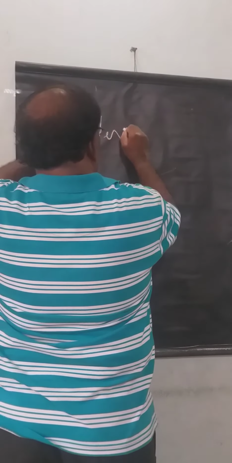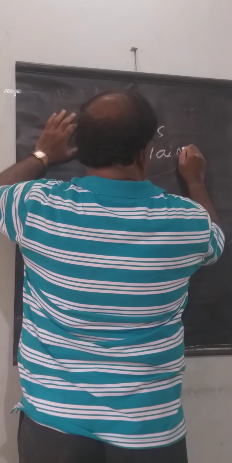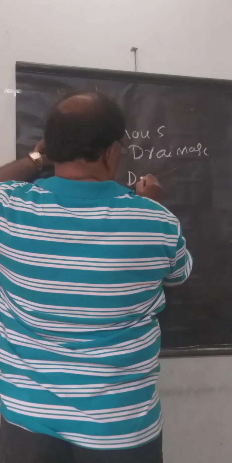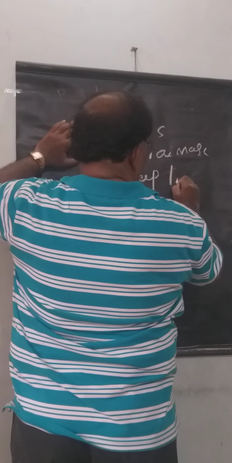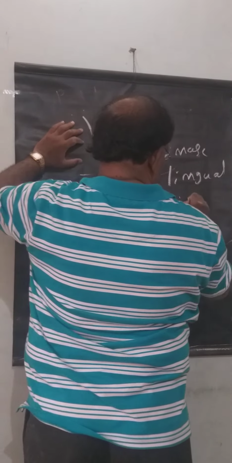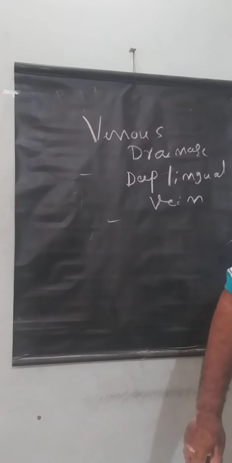Now come to the venous drainage. Venous drainage is quite variable. The chief is the deep lingual vein. The deep lingual vein is very important. Venous drainage is the deep lingual vein and the vena comitans.